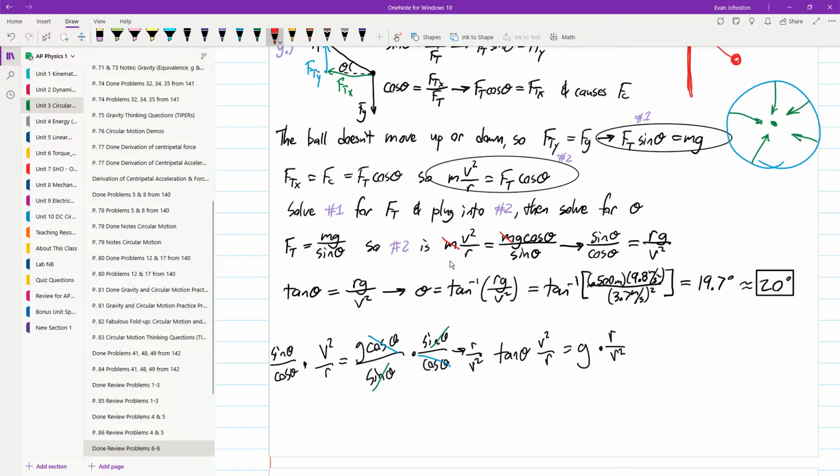We can see here that the r's cancel and the v squareds cancel. Simplifying this down, I just have that tangent is equal to g r over the velocity squared. Now the last step to get this angle alone is to take an inverse tangent.